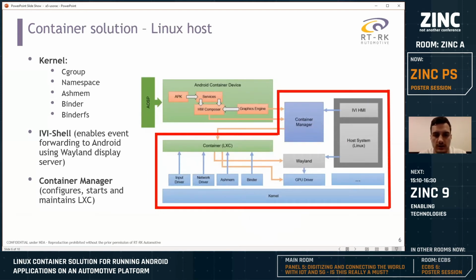To achieve this, new functionalities were introduced and some configured. Regarding the Linux host system side, the kernel was configured to support LXC container technology and to support Android low-level components, because now Android as a guest operating system relies on the host system kernel. It doesn't have its own kernel. We utilize the IVI shell environment, which we use to forward events such as input and other graphical data to Android using the standard Wayland display setup. Also, we implemented a container manager, commonly used technology, which configures, starts, and maintains the container and the guest operating system inside it.